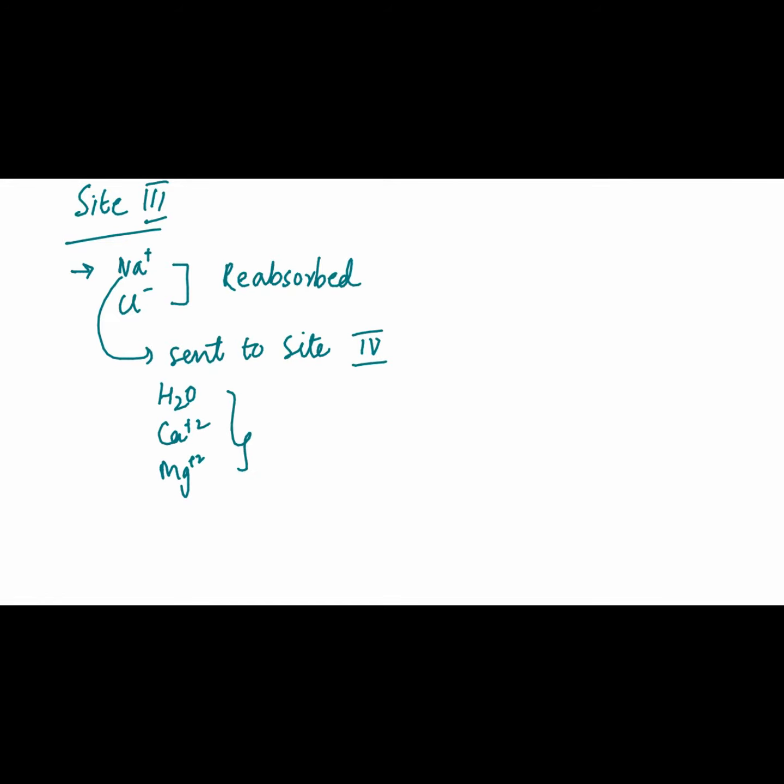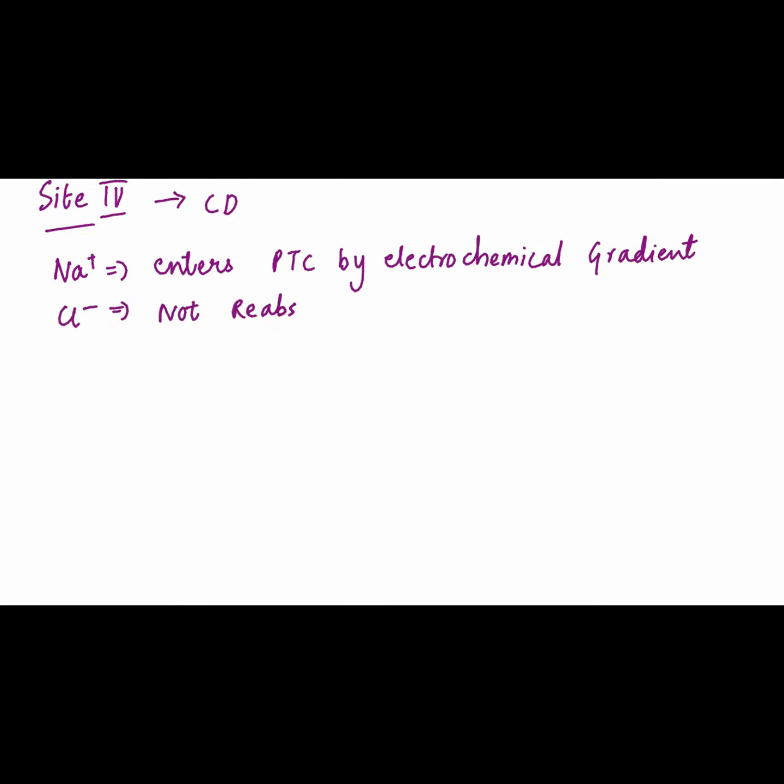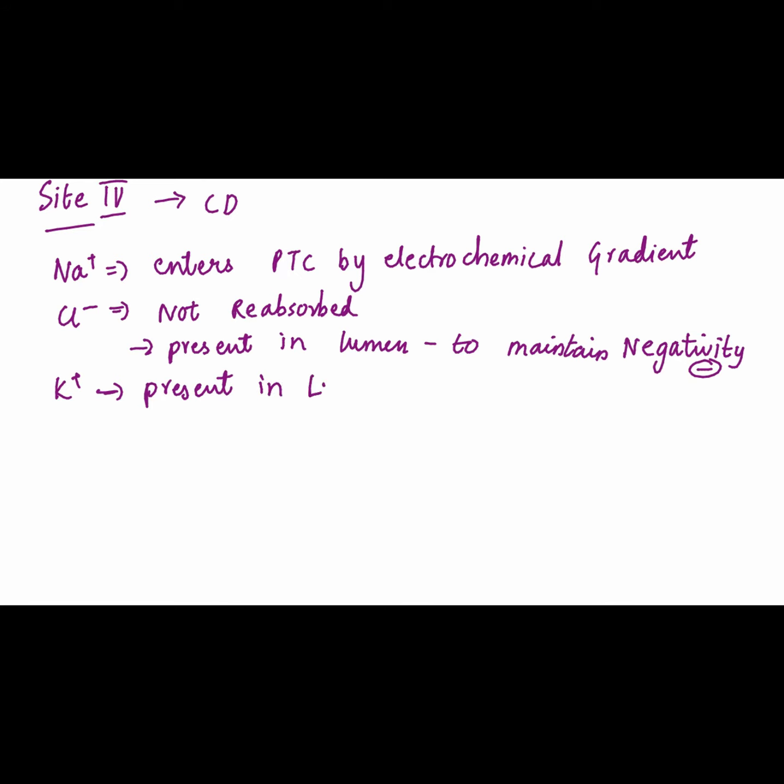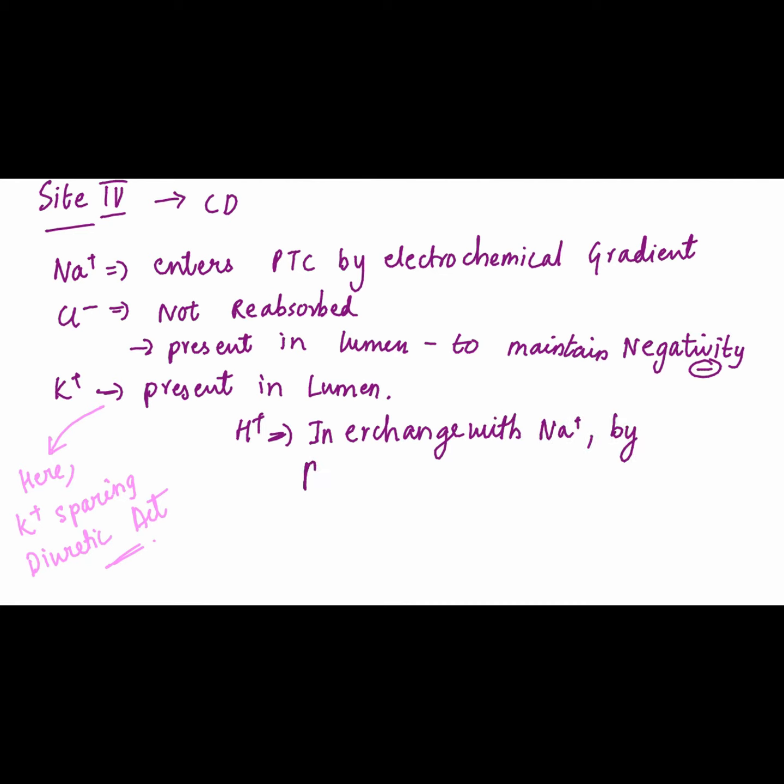Now at site 4, which is the collecting duct, sodium enters the peritubular cells by electrochemical gradient. Chlorine is not reabsorbed, as I said, to maintain the negative charge, and potassium is present in the lumen, so potassium is getting excreted out into the urine, right? So in treatment we have potassium sparing diuretics which act at this particular site. Okay, so this is site 4. Here H plus comes in exchange with sodium by pumps in the luminal membrane. The H plus enters the urine, and as such it becomes slightly acidic.